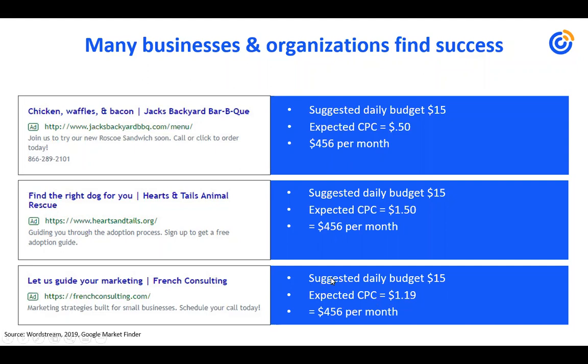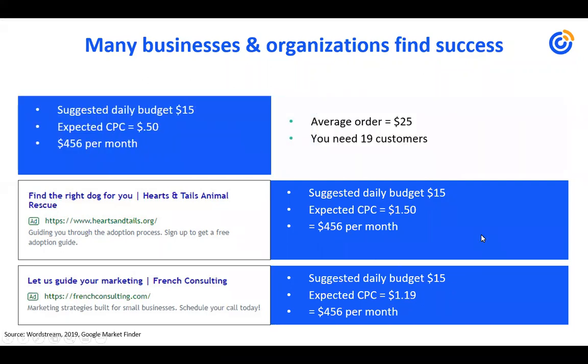Now let's look at what results you would need to cover this cost of $456. For the restaurant, if the average order is $25, we would need 19 customers from this ad to cover the cost. That amount of customers might be normal during a lunch rush. Now, if you think about it that way, it makes more sense.